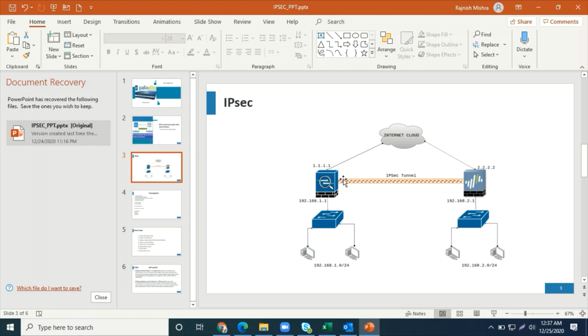These are our two firewalls, and both firewalls are connected on public addresses, and over the public addresses we need to pass our private network. To provide security, we use the IPsec tunnel. The IPsec tunnel will encrypt our data traffic and the complete IP packet.